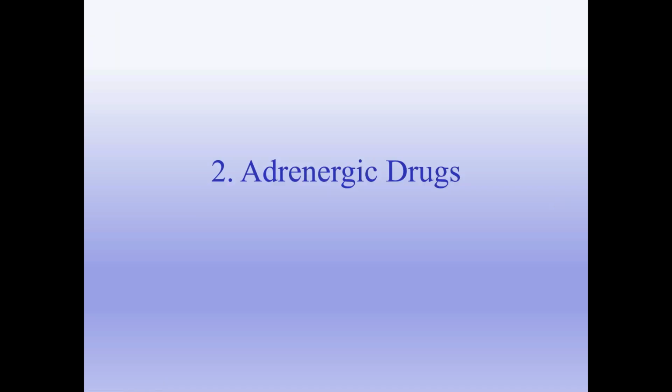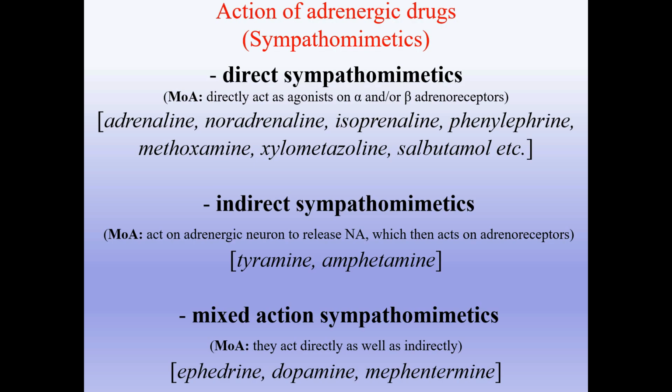The next part of our lecture is adrenergic drugs. Let's start with sympathomimetics. They are classified into direct sympathomimetics, mechanism of action, directly act as an agonist on alpha and or beta adrenoreceptors. Examples: adrenaline, noradrenaline, isoprenaline, phenylephrine, methoxamine, xylometazoline, salbutamol, etc.